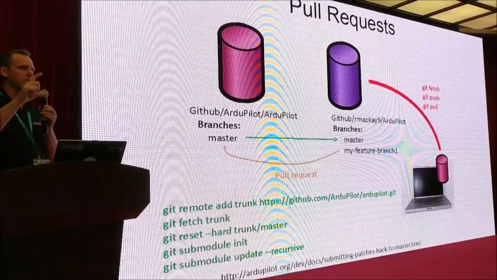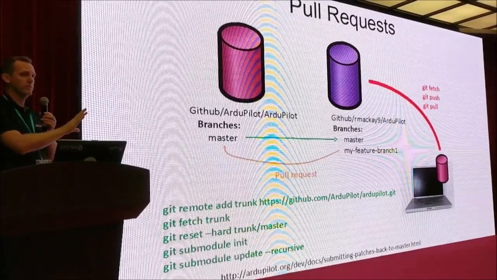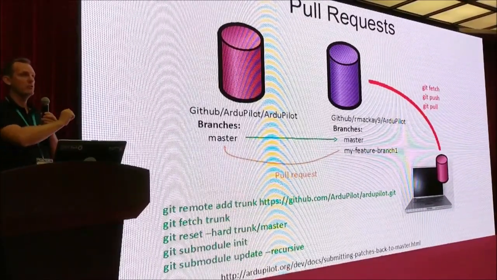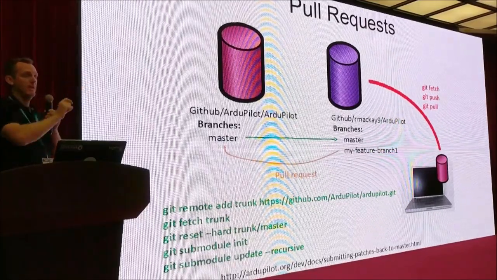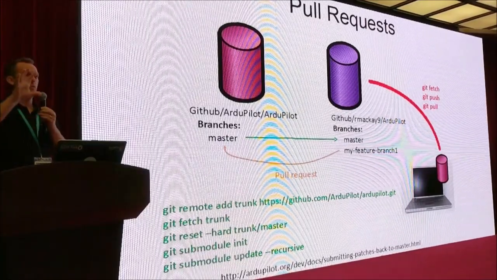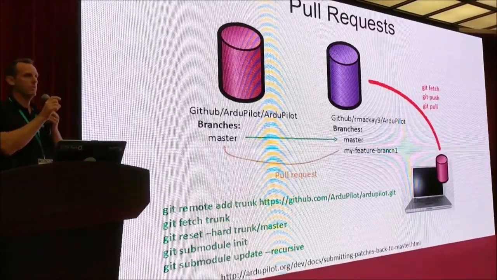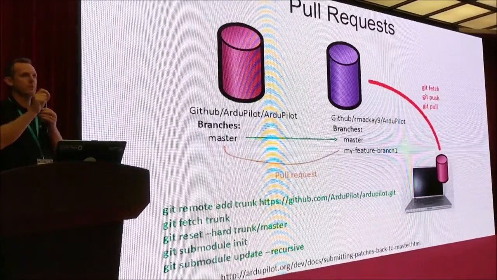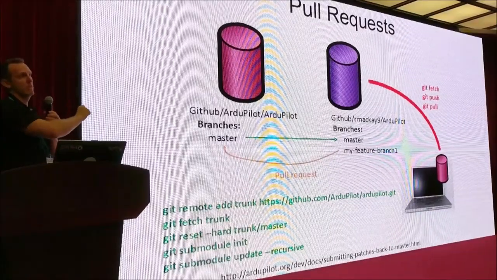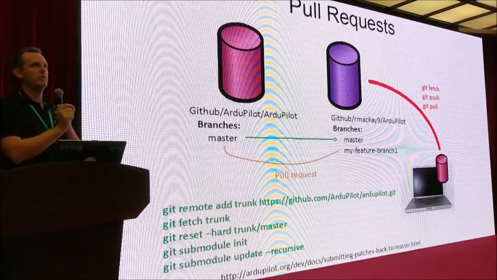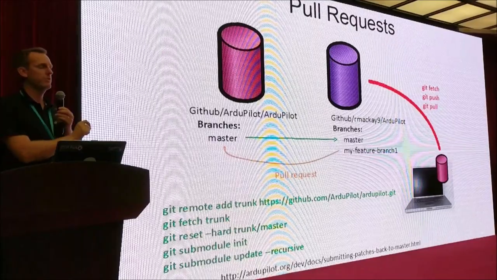When you fork it from ArduPilot, ArduPilot will make many more commits. When you forked, yours doesn't change until you change it. So if you make changes to master, ArduPilot has different commits on master. So that's why you don't want to use the same branch. You want to use a different name branch.